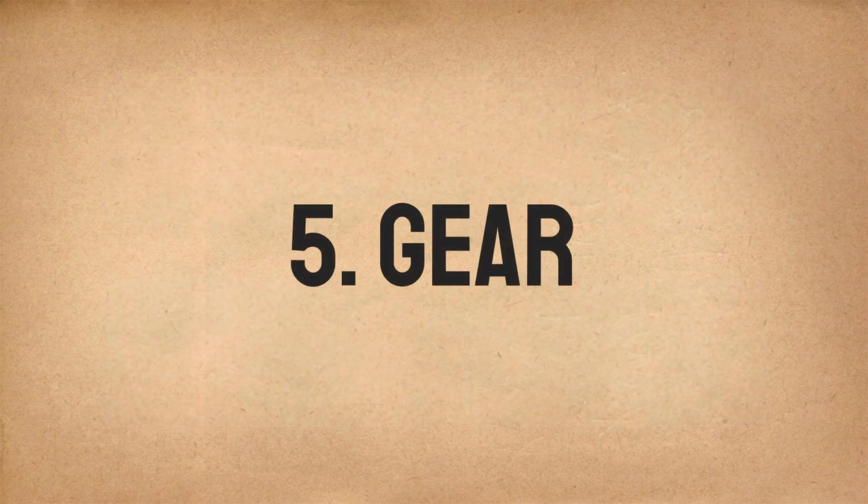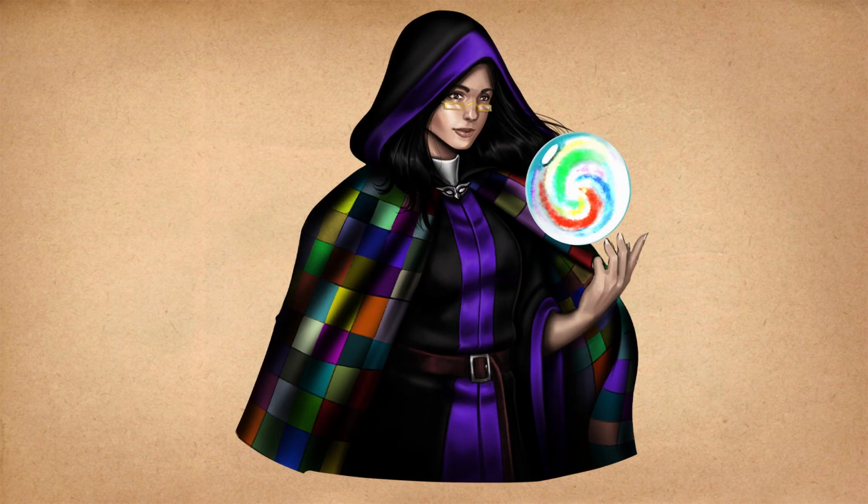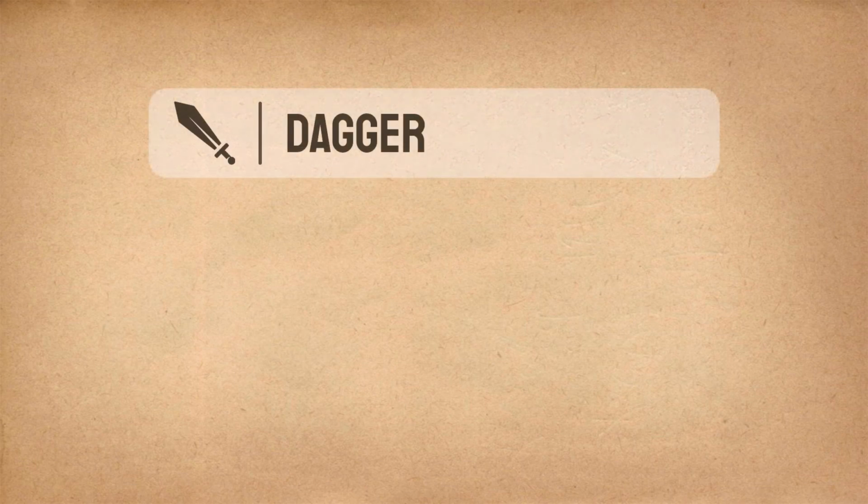Part 5, Gear. Our last part of building Khana is talking about her gear. Her starting gear, gear she'll want to pick up in the future, the whole shebang. For starting gear, there are only a few choices to make. First, you can choose between a quarterstaff or a dagger. Here, I would take the dagger. It doesn't really make much sense for her to have a quarterstaff, and daggers are useful as tools even if you don't use them as weapons.